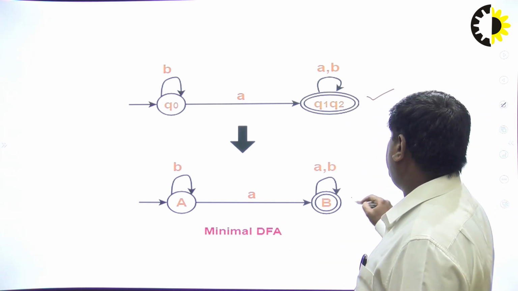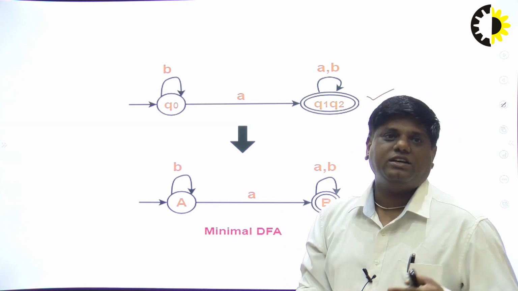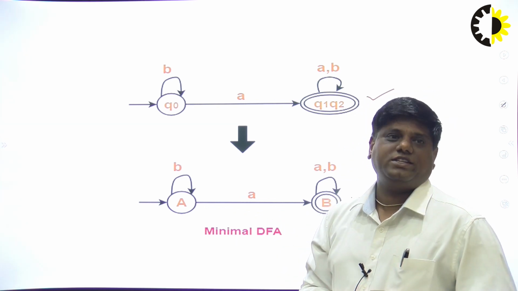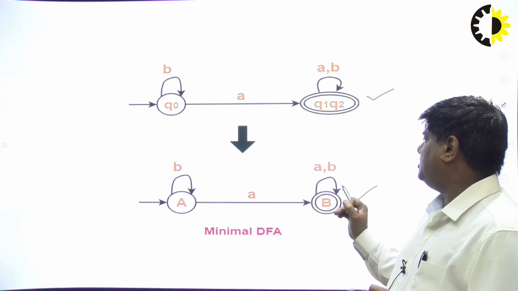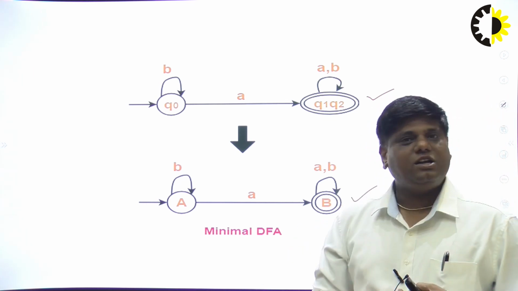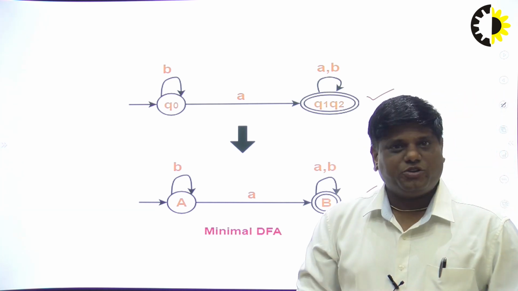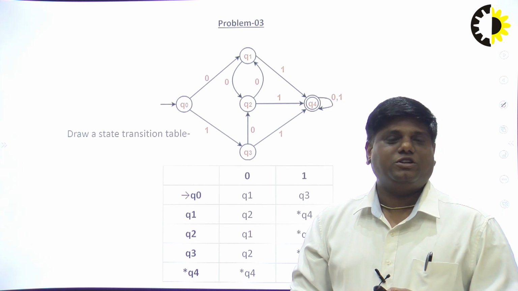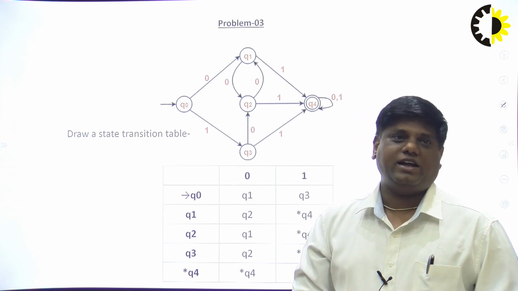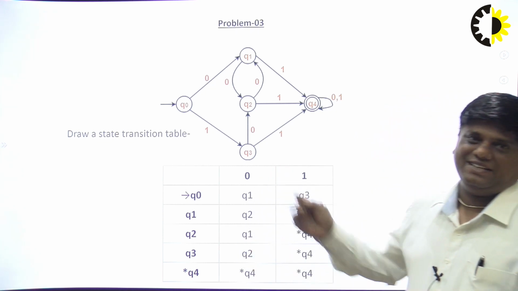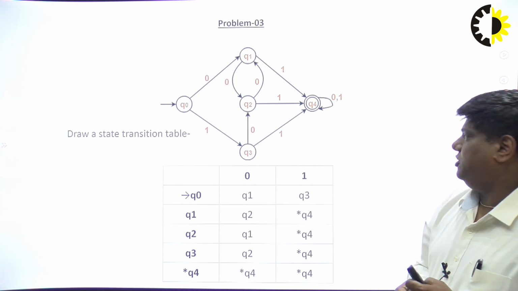Now these two states we consider as states. Q0 is considered as state A. Q1 and Q2 are minimized into a single state, known as state B. I think the concepts are clear, but for better understanding we consider another example, which was asked in the GATE examination and other examinations also.